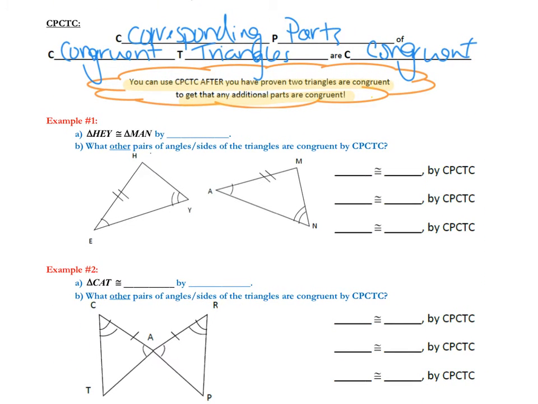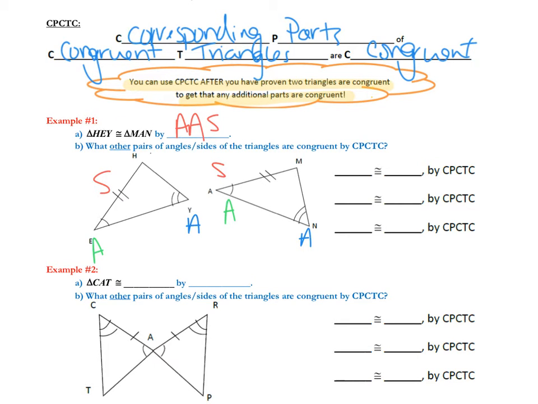Okay, so if we go ahead and mark the information, we have angle, angle, side. So we can prove this congruent by angle, angle, side. Now we're going to list other pairs of angles or sides that are congruent. So once you prove that two triangles are congruent, remember that all corresponding parts are also congruent.